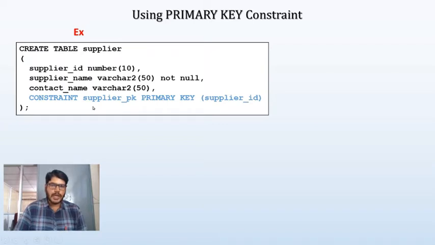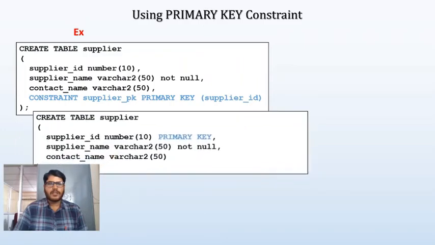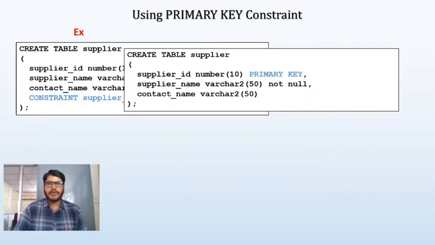So this is how we can define a table level constraint. This method is known as defining at table level. The same can be implemented at column level also. Let me show you how we can define a column level constraint. So this is how we define it at column level. You can observe here, create table supplier, everything remains constant here.